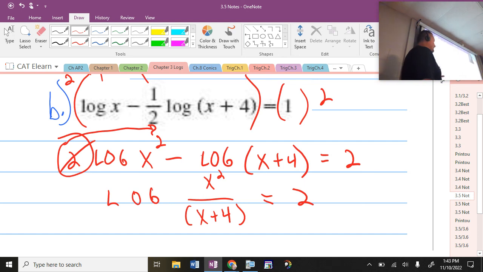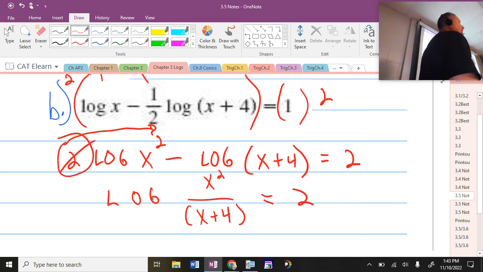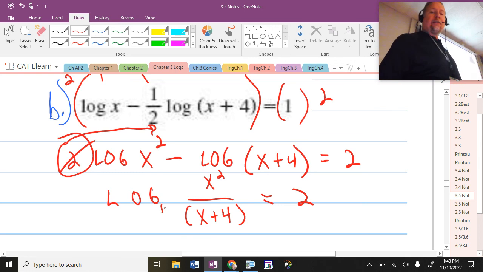The pre-calculus part of it is what do I do next? First of all, how many logarithms do I have? How many logarithms do you see over here? 1. Do I drop the logs? No. What's the base on this logarithm? 10. So first of all, you might want to remind yourself of that.